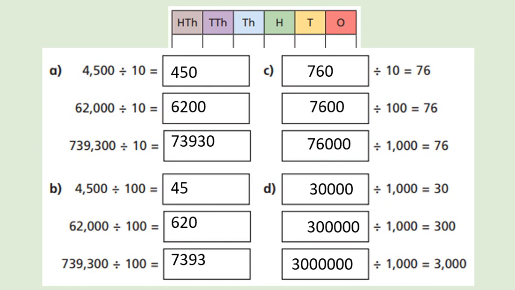4,500 divided by 10 is 45. 62,000 divided by 100 is 620. 739,300 divided by 100 is 7,393.